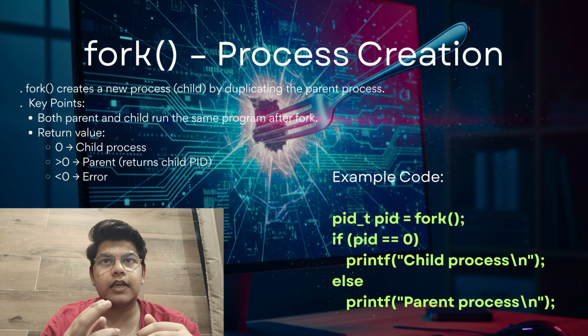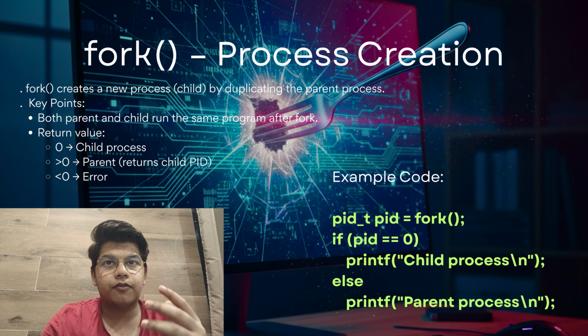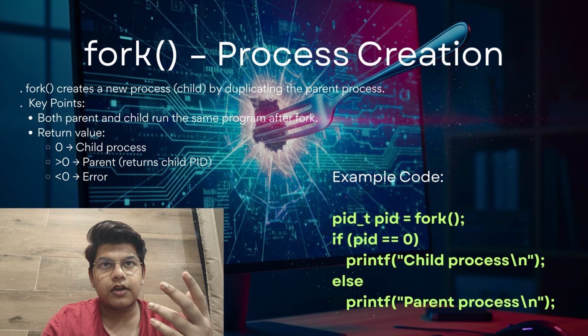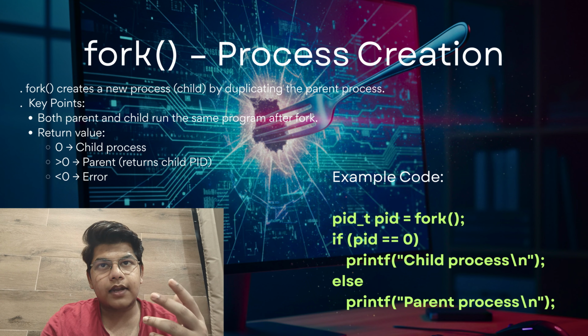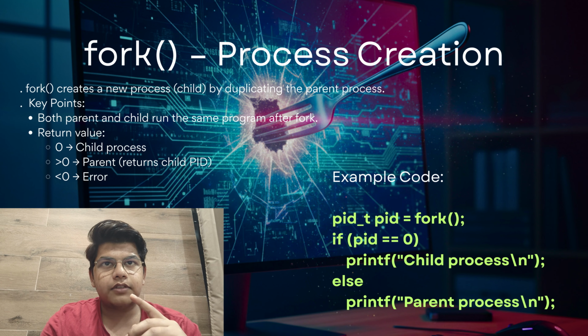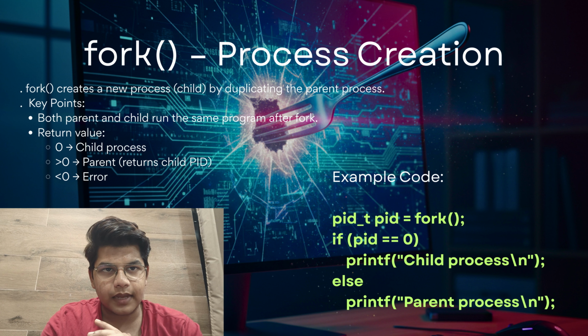The key to using fork is its return value. In the child process, fork returns 0. In the parent, it returns the child's PID, which is a positive number. If it returns a negative value, it means the fork failed. This lets you write conditional code to distinguish between the parent and child behavior.